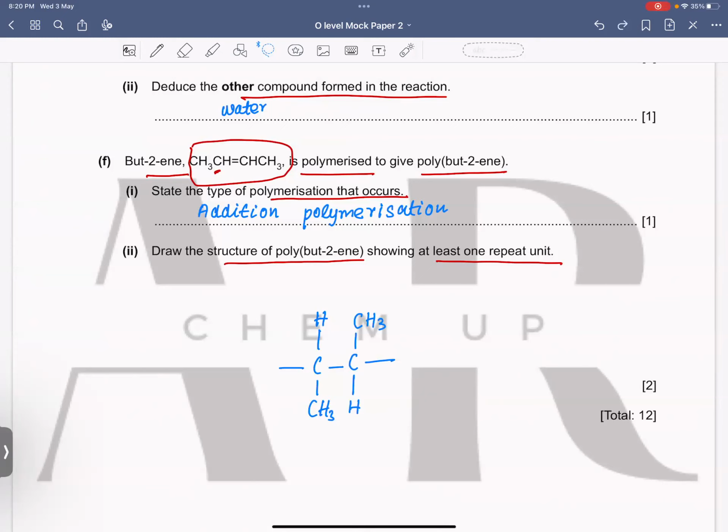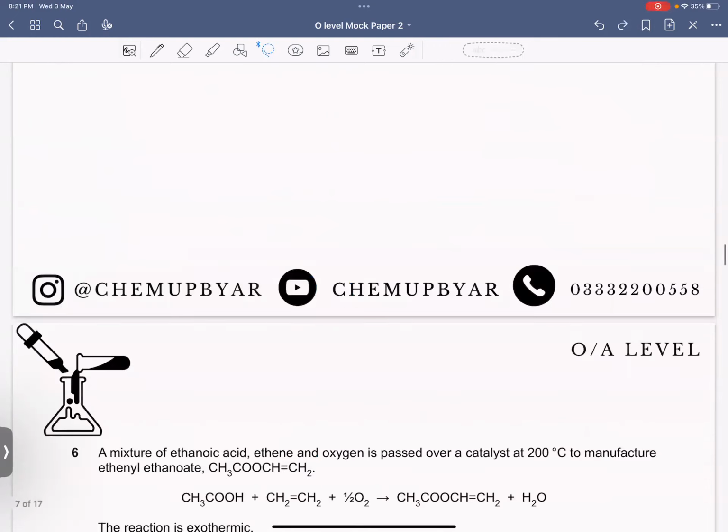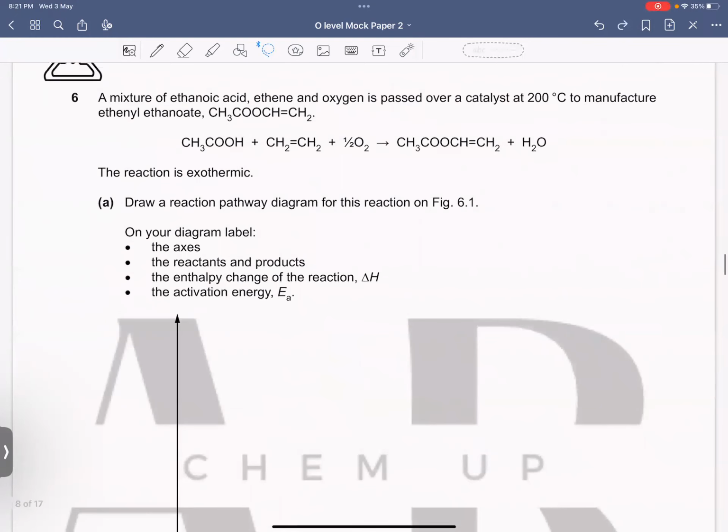Yes, so I am just keeping it at one, but if someone says make two repeat units or three repeat units, in this case, that is correct. Because the minimum condition is that you have to draw one, but you can draw two or more as well. Okay. Is this clear? Yes, sir. Yes. Now, question number 6.